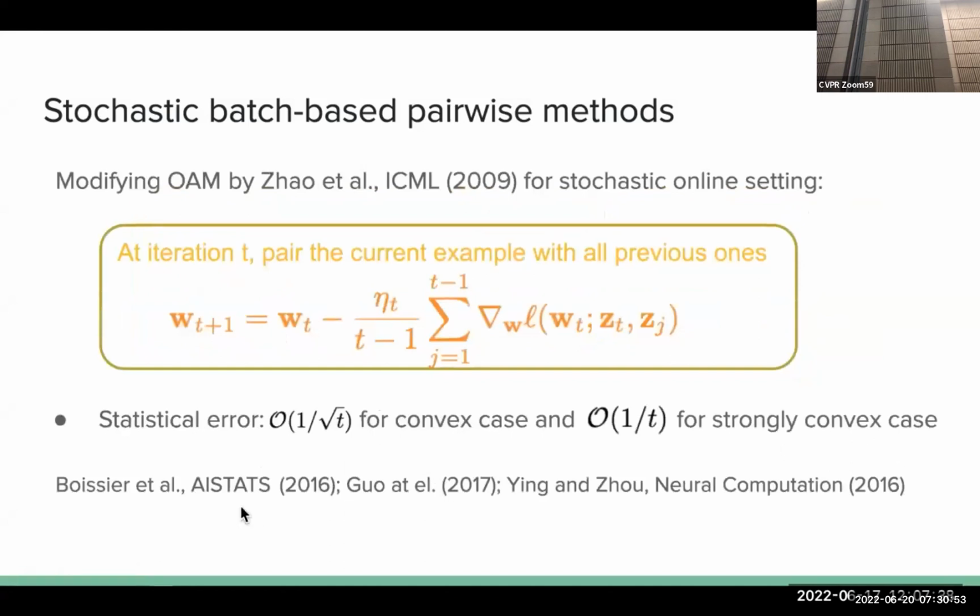In this series of works, by modifying the online AUC maximization in the seminal paper by Peilin Zhao in 2011, you can extend the method to a stochastic online version. At time t, when you see a data point Z_t, you pair Z_t with all previous examples and then perform a gradient descent. Statistical error was also established in this work.